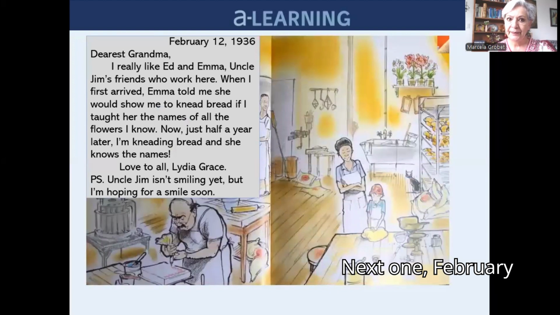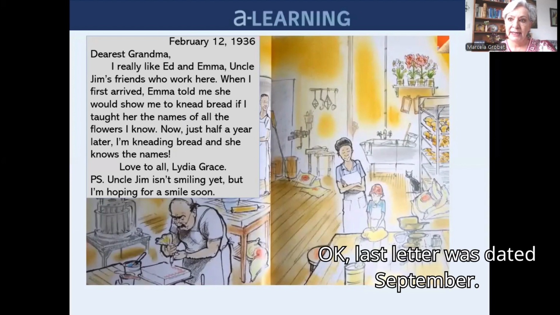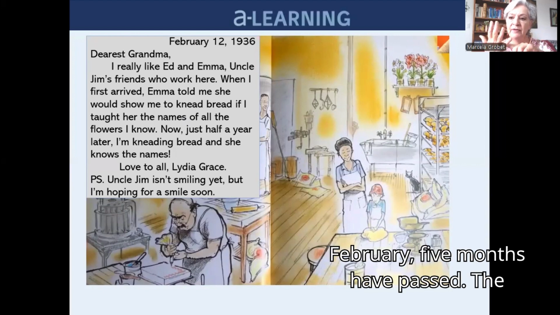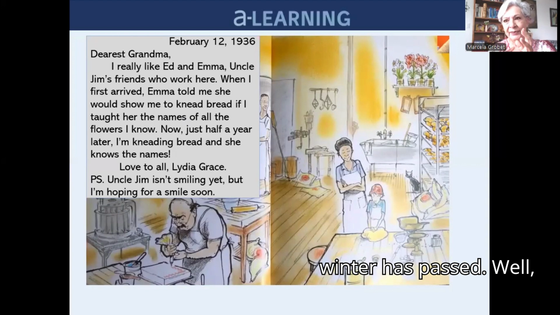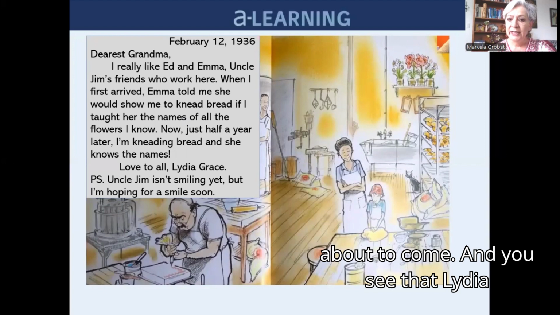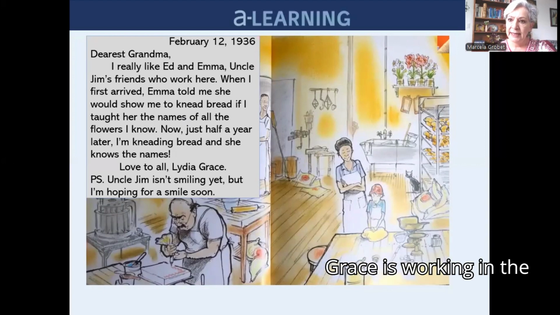Next one, February 12th, 1936. Okay, the last letter was dated September, so October, November, December, January, February, five months have passed. The winter has passed. Well, we're still in winter, but spring is about to come. And you see that Lydia Grace is working in the bakery.